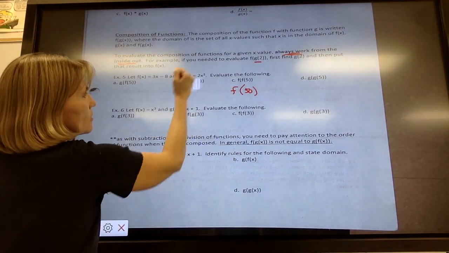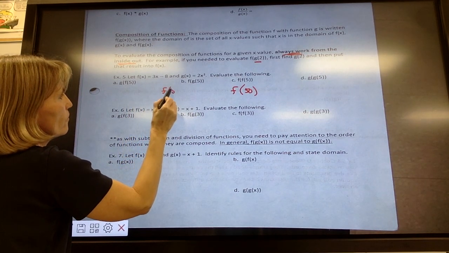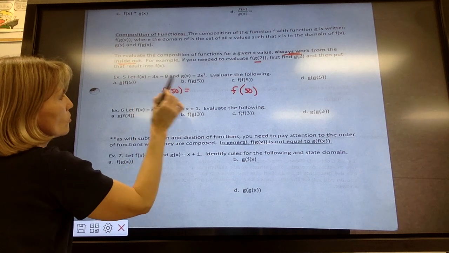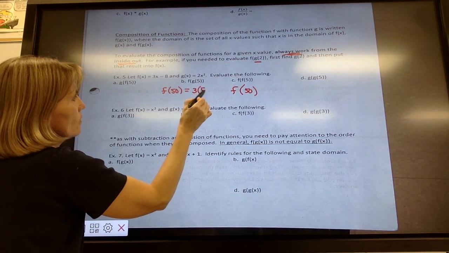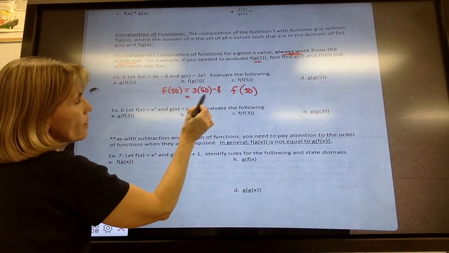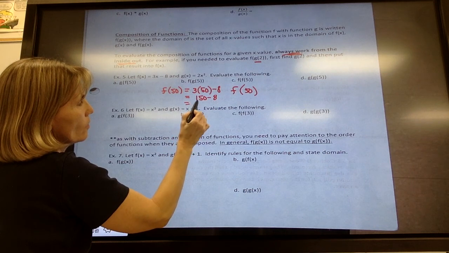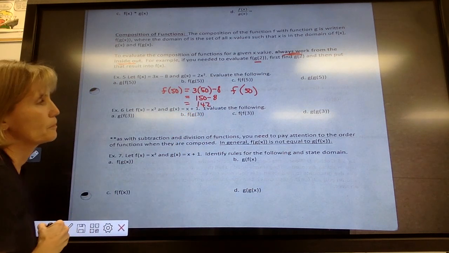Just to give myself a little room here, here's the f function. So f of 50 is equal to 3 times 50 minus 8. We multiply before we subtract, so I get 150 minus 8, or a value of 142.